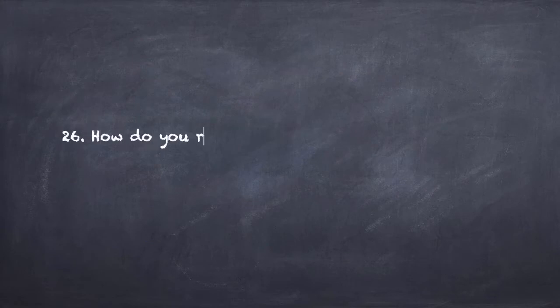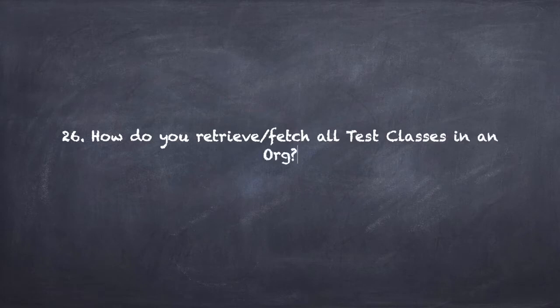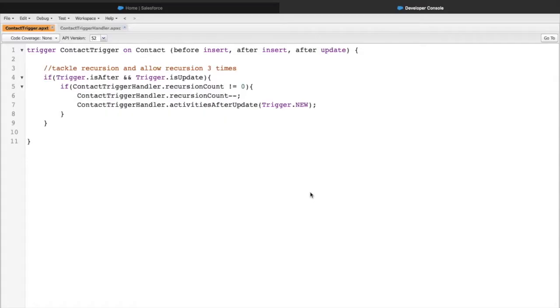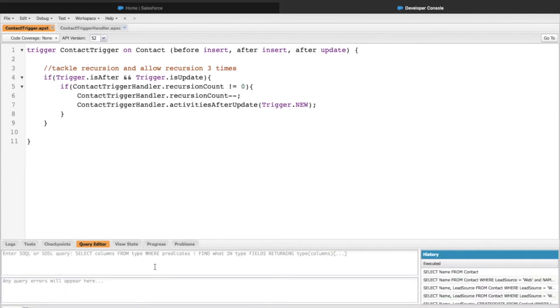Question number 26. How do you retrieve or fetch all test classes in an org? So to fetch all test classes in an org, we can simply write a SOQL query. Now, the assumption here is that the names of the test classes or the Apex classes would end with the keyword test. If that's the case, we can write a simple SOQL and say select id, name from ApexClass.